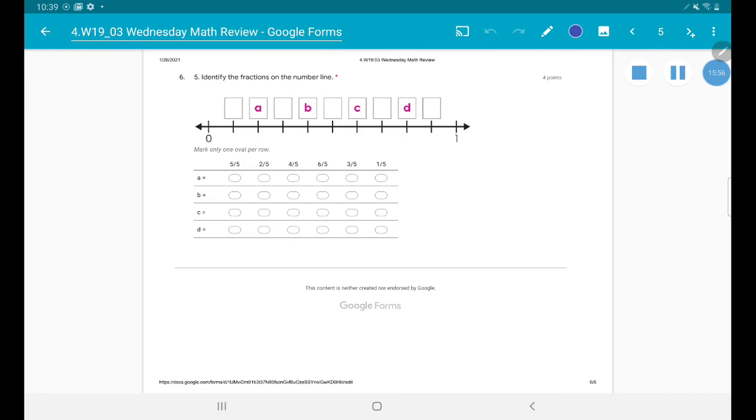Alright, let's look at number 5. It says to identify the fractions on the number line. I want you to just completely ignore your answer choices right now. I want us to just look at the number line. What does our number line start with? Zero. And what's our last? 1. So we have one whole represented on this number line, don't we? Between 0 and 1 is one whole. So we're going to look and see how many equal size spaces there are between 0 and 1.